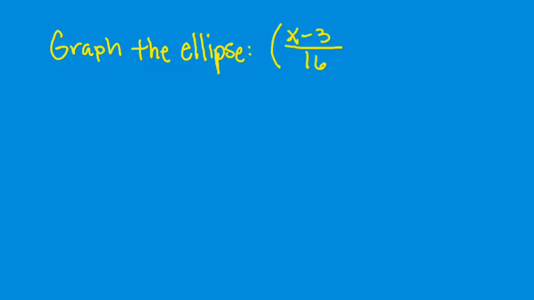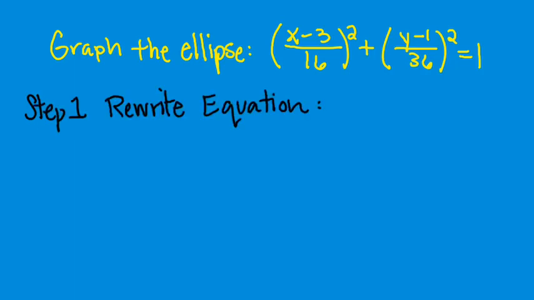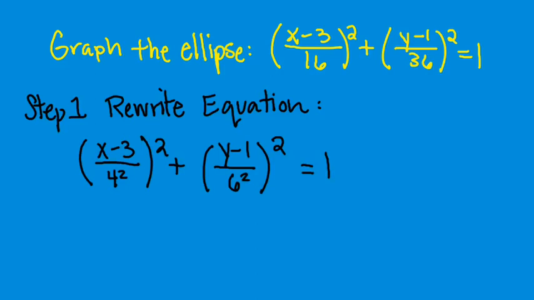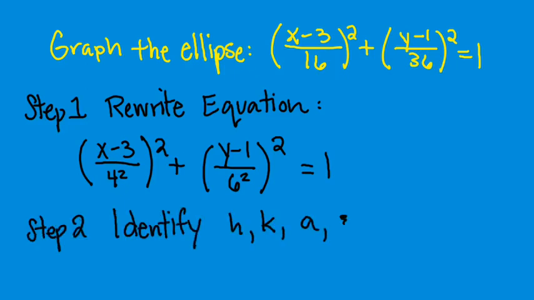Let's take a look at this. So we're going to graph the ellipse (x minus 3) squared over 16 plus (y minus 1) squared over 36. First step is to rewrite the equation so that we have everything rooted. Step 2. Identify h, k, a, and b.